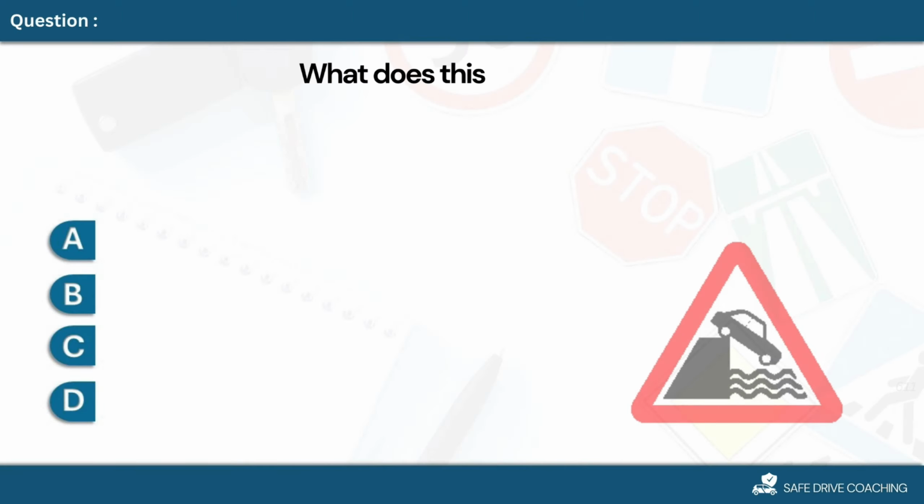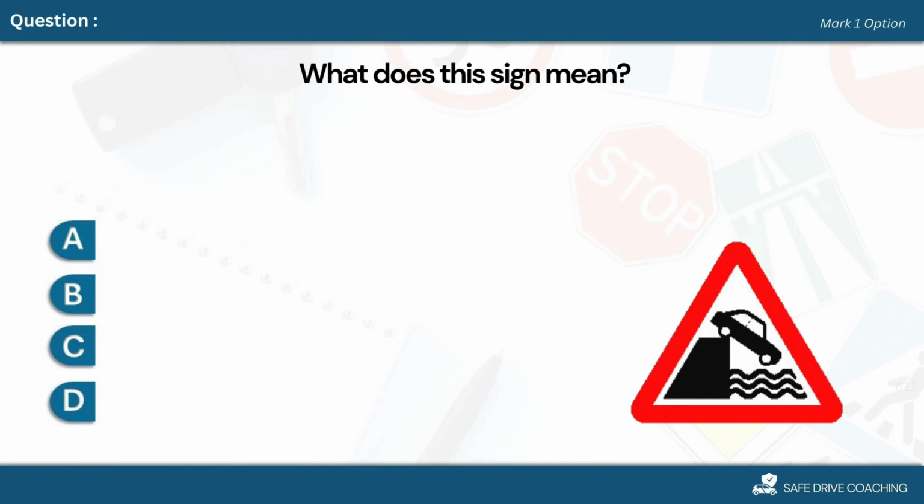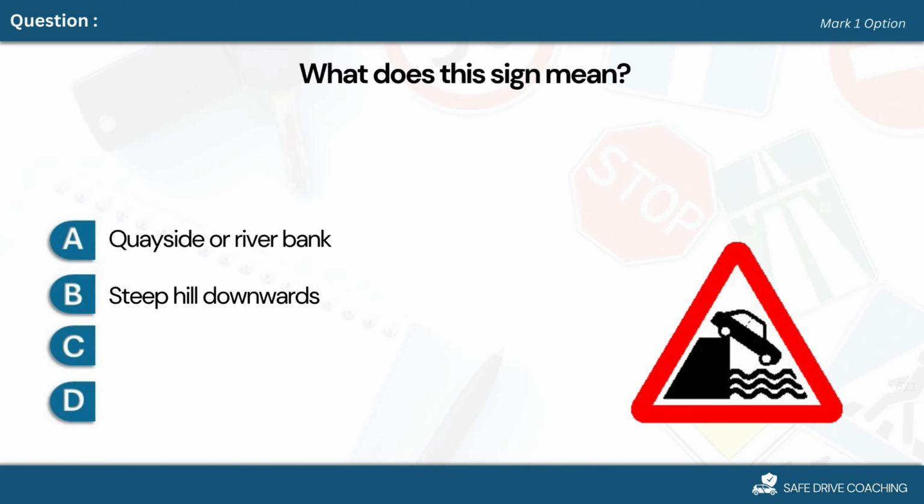What does this sign mean? A. Quayside or riverbank. B. Steep hill downwards. C. Uneven road surface. D. Road liable to flooding.